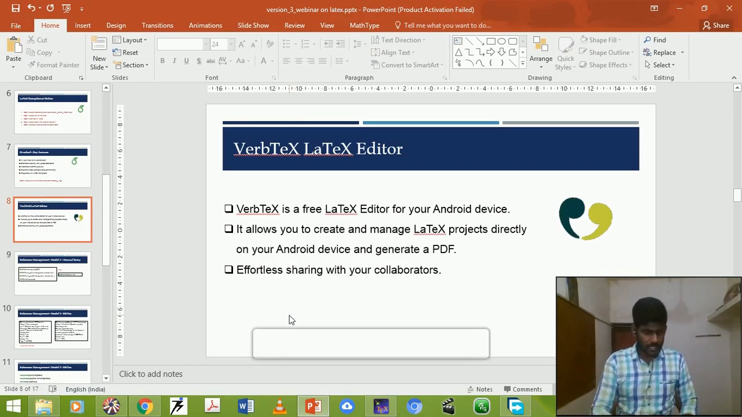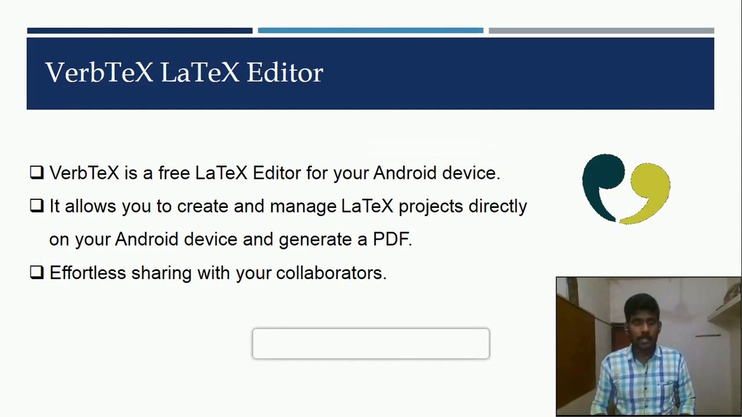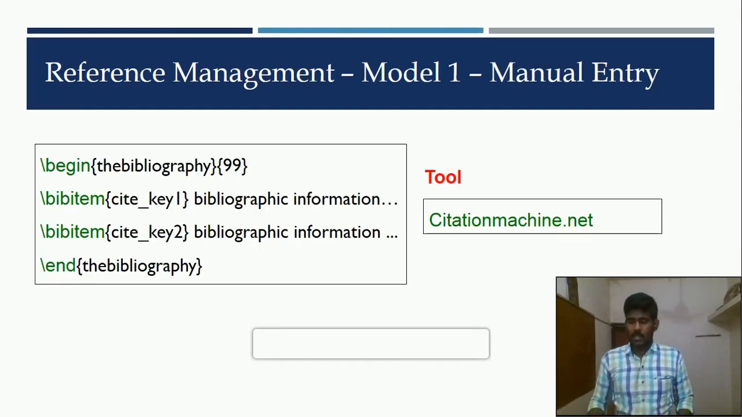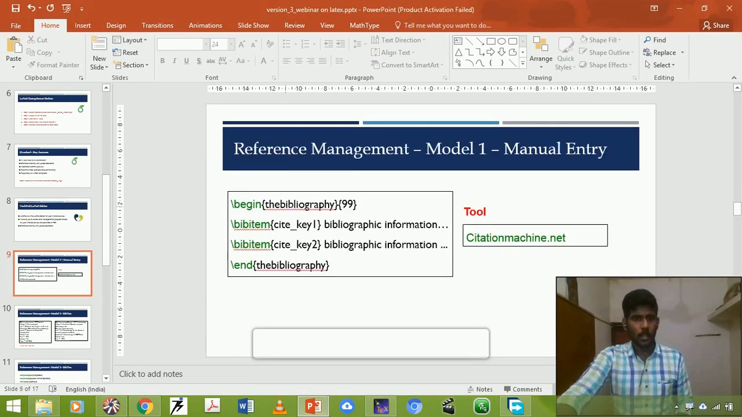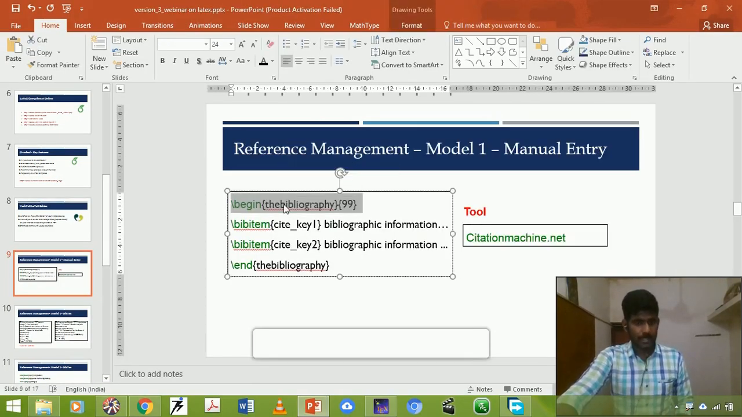Next we are going to see how references can be managed in your LaTeX. This is the part after the conclusion, where we are supposed to cite the references, which section can be generated as a reference section. I have classified this into three models. The first model is the manual entry model. First we are going to see how it happens in TeXstudio. I am going to copy this code into the existing TeXstudio document.